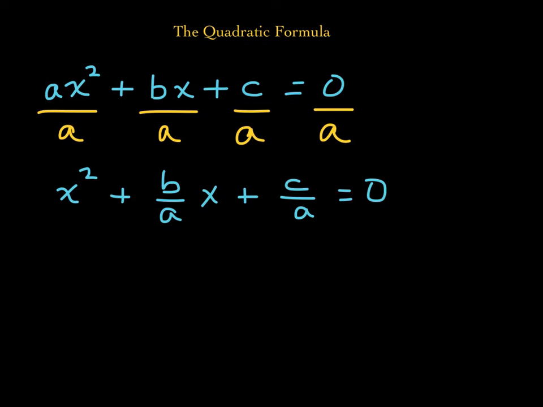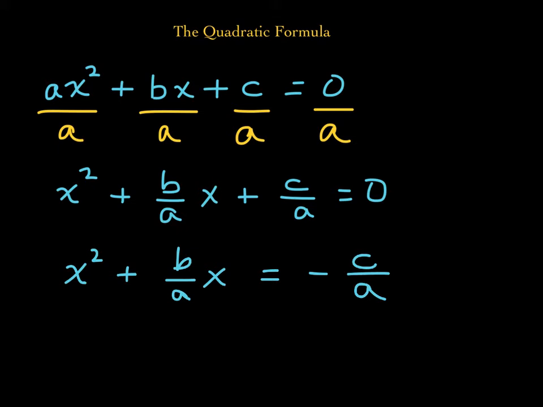Now, I know there's a lot of letters on the screen here on the board, but the only variable is x. X is the variable. B over a just represents a number. C over a represents a number. Now that the leading coefficient is 1, we need this constant term to go to the other side. And we can do that using subtraction. So we're going to subtract c over a from both sides, and that'll give you negative c over a on the right.